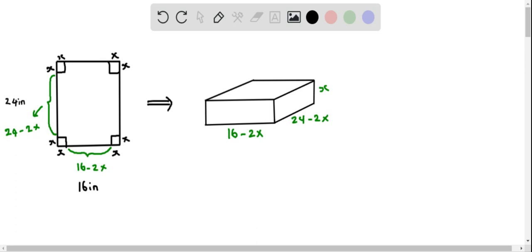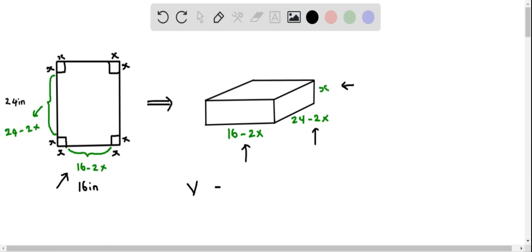We can see from the figure that 16 minus 2x will become the length of the box, and 24 minus 2x will become the width of the box, and x inches will become the height of the box, which means we can now write the volume equation for this box.